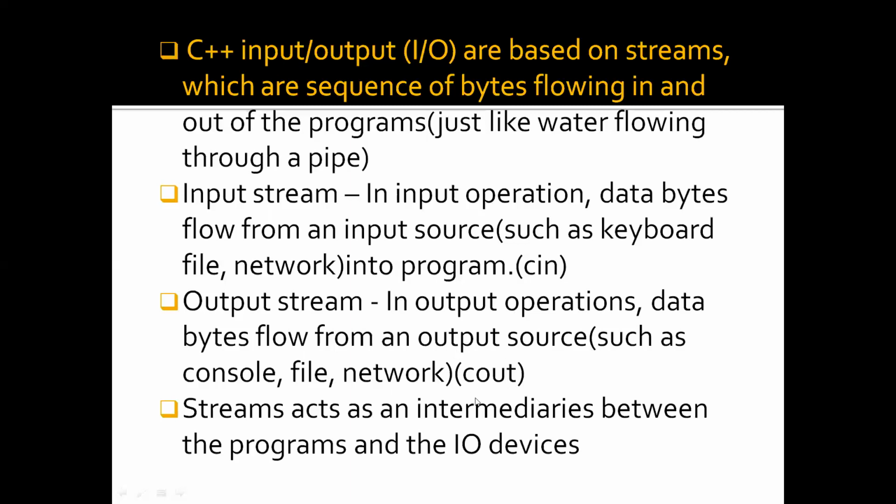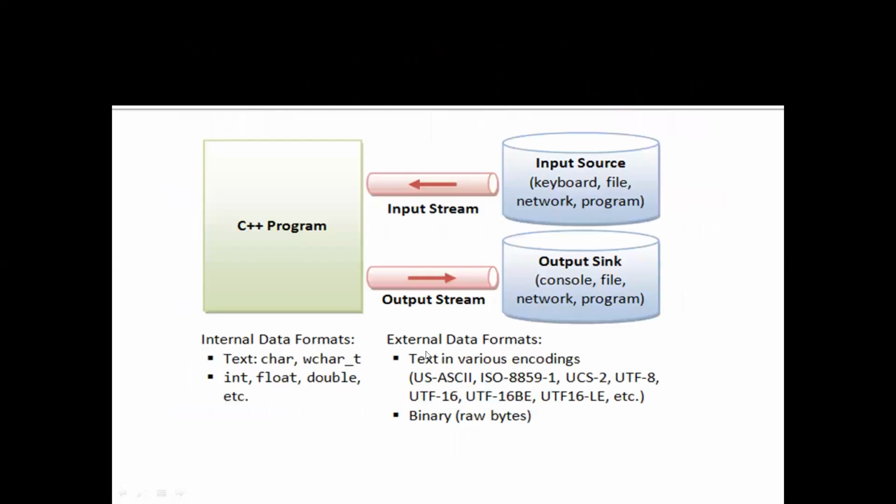The streams act as intermediaries between the program and the IO devices. So the stream is an intermediary between the program and the IO device. You know the IO devices are hardware devices. So this is the C++ stream.